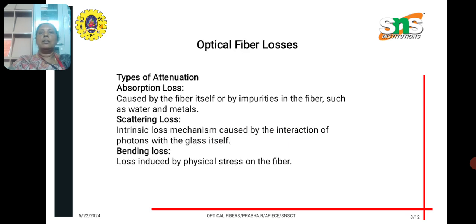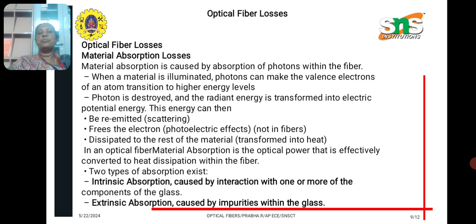Absorption loss is caused by the fiber itself, by the impurities in the fiber such as water and metals. Scattering loss is an intrinsic loss mechanism caused by interaction of photons with the glass itself. And the third loss is the bending loss. This is due to the loss induced by the physical stress on the physical structure of the fiber.